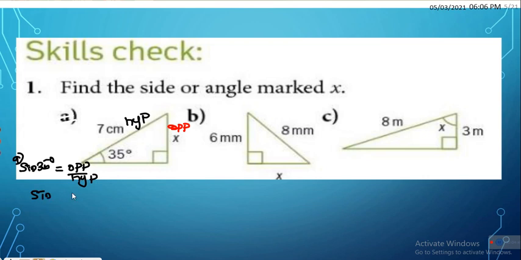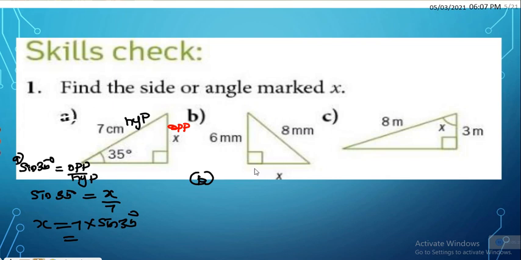Okay, so sine 35 degrees equals 7 over x. If we cross multiply, we are going to have x, so that should be x over 7, not 7 over x. That is x over 7. So if we cross multiply, we have 7 times sine 35 degrees. Okay, if we use a calculator, we are going to get the answer directly like that.